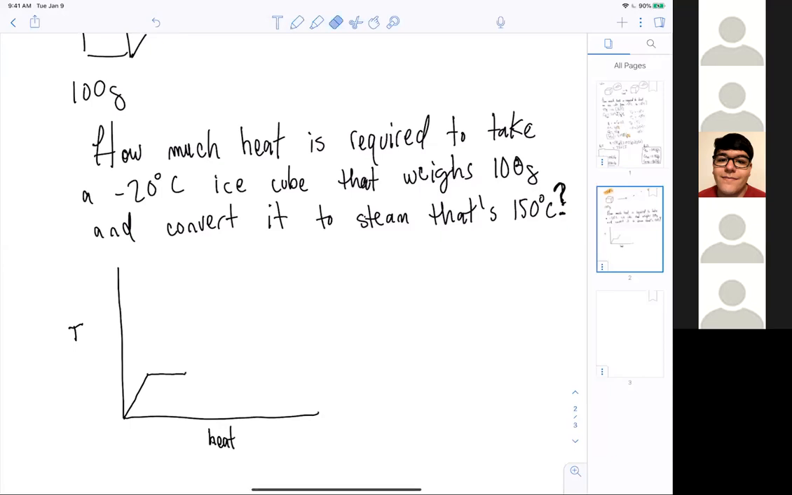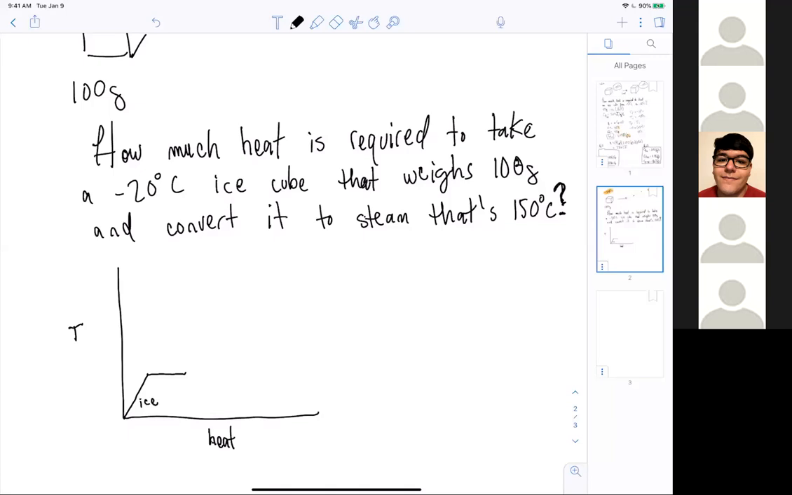Let's talk about that in a little more detail. As I heat the ice cube, what I'm going to see is the ice cube is just going to increase in temperature, which is exactly what you would expect. If you had a thermometer and you've got an ice cube that's really, really cold at minus 20.